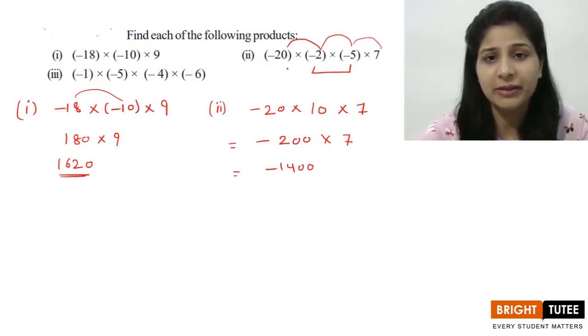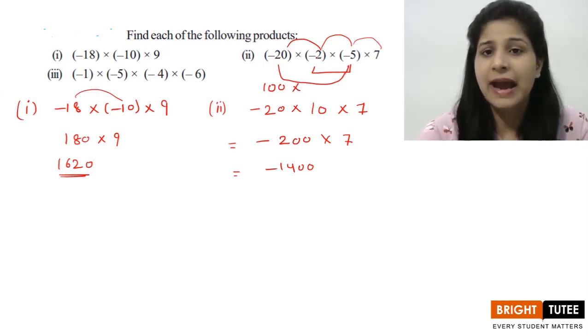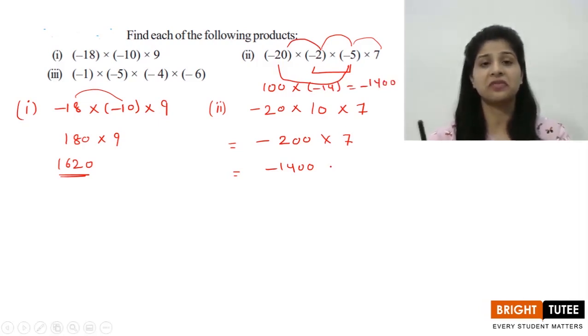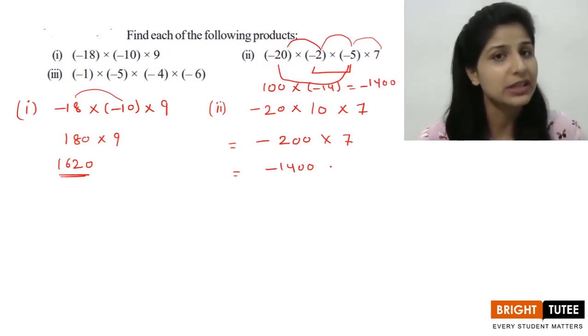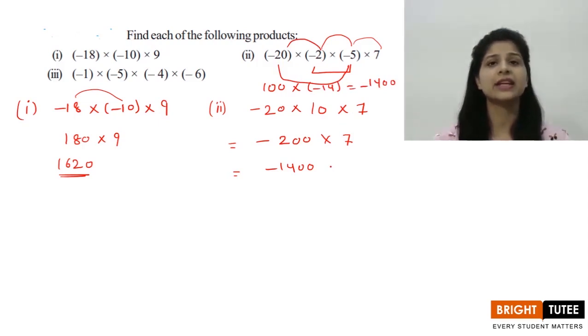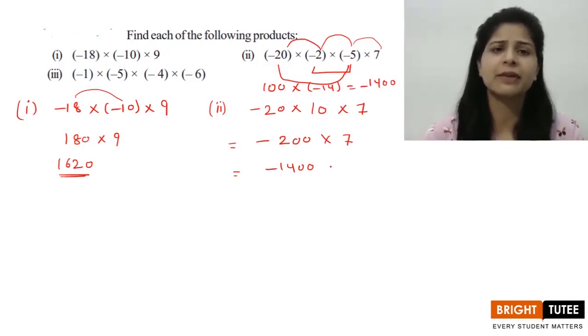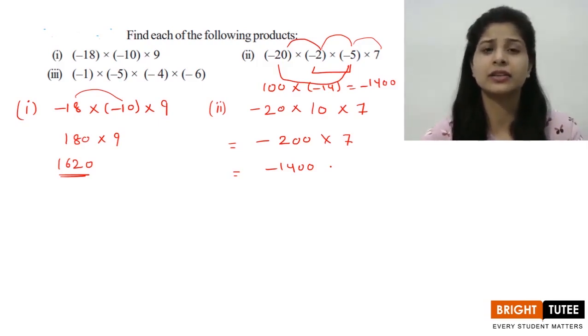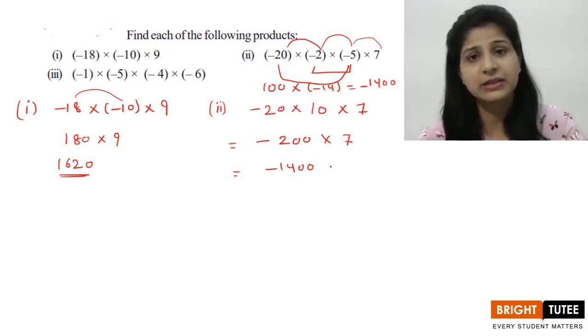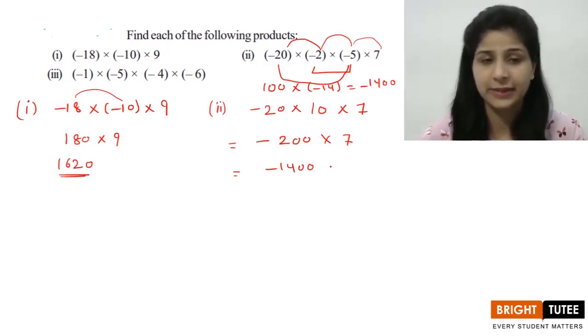Also, what could have been done? Minus 20 and minus 5 we could multiply. That will give us 100. And minus 2 and 7 will give us minus 14. So then also we will get minus 1400. So these are some ways which can make our calculation easier. So we are always trying to figure out that we get 10, 100, 1000 like this, because these multiplications are quite easy.